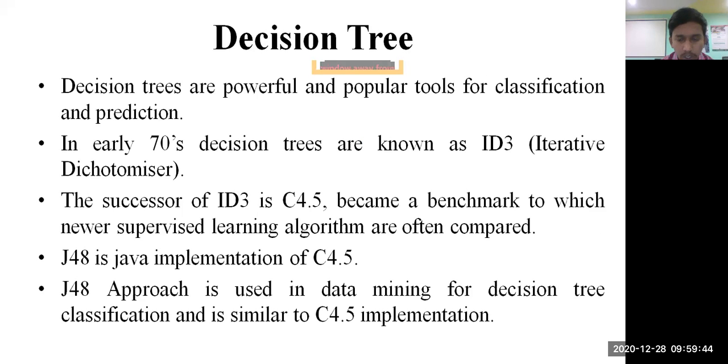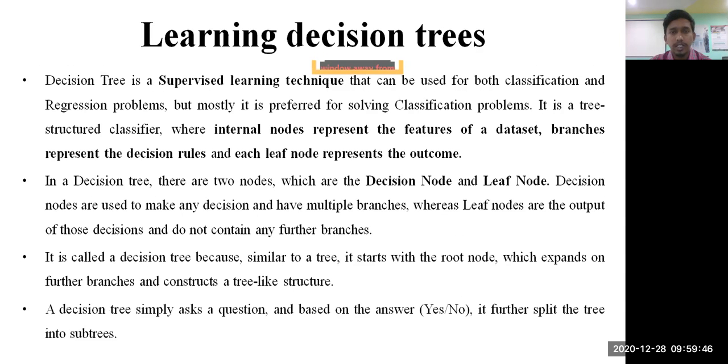Let's now try to understand the structure of this decision tree. Here the internal nodes represent the features of a data set. In a data set, we have a set of features, and those features are represented using internal nodes. Branches represent the decision rules, and each leaf node represents the outcome. You need to remember this terminology, guys. Internal nodes represent the features in a given data set. Branches represent the decision rules, and each leaf node represents one outcome.